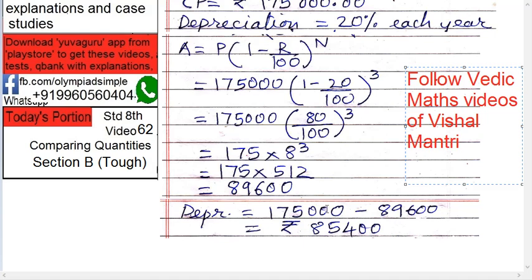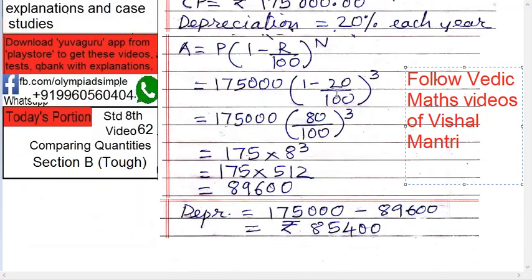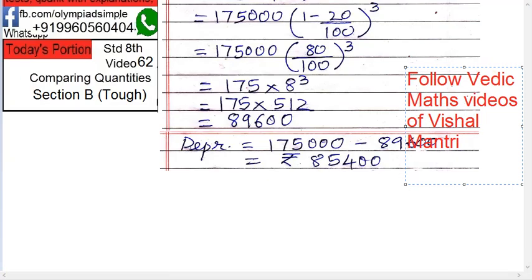So it becomes 175,000 minus 89,600 equals 85,400. That is the required depreciation. So total depreciation after 3 years equals this 85,400.